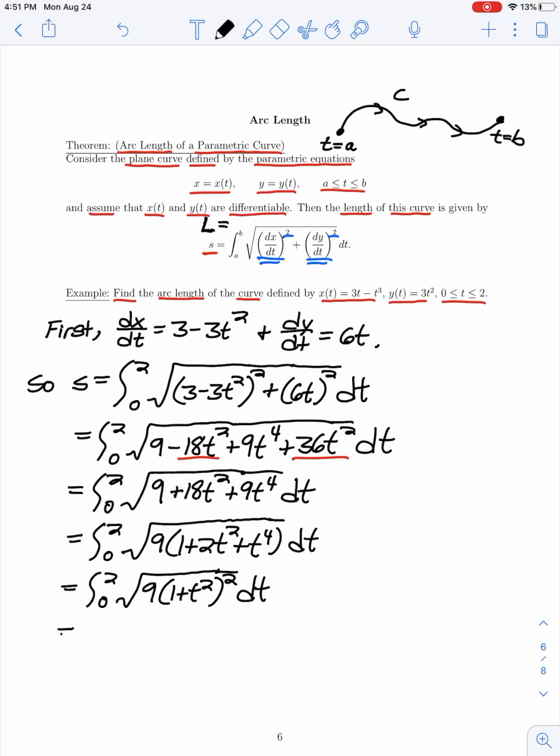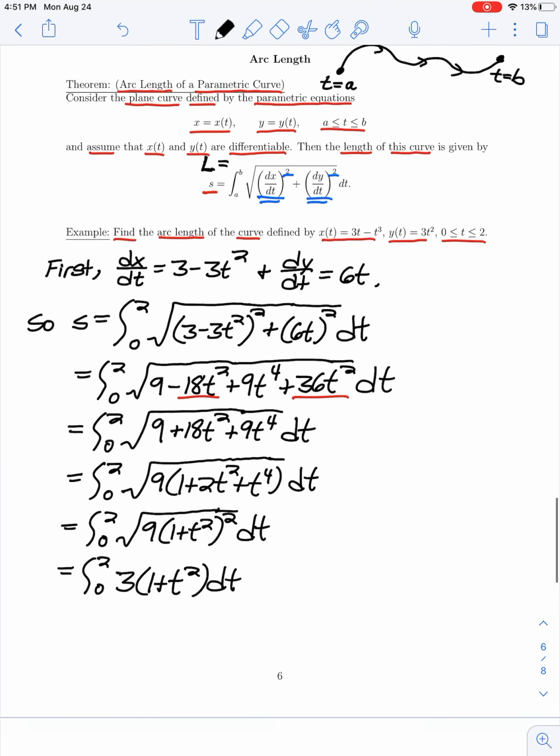So simplifying a little bit, for our integrand, we have the square root of 9, which is 3, times the square root of 1 plus t squared quantity squared, which is 1 plus t squared dt. Or if we prefer, we can leave the 3 distributed as 3 plus 3t squared dt. So finally, after a lot of simplification, we are ready to integrate this expression.